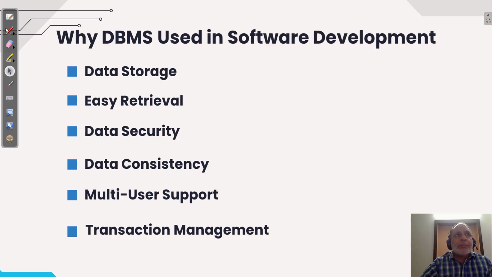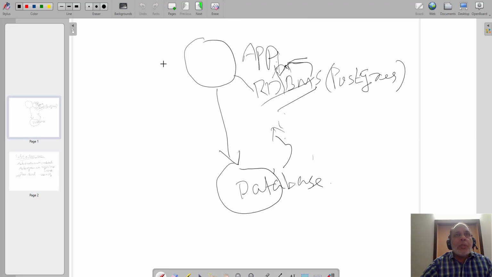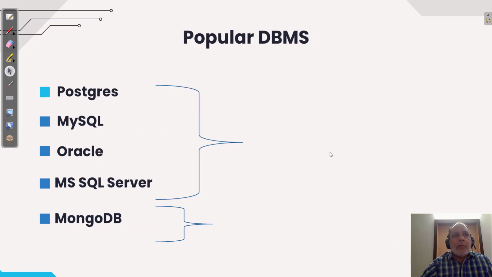Multi-user support. Hundreds of thousands of users can use it, for example, n1 to n, where n is a number, maybe 1 million or 100,000 or maybe more. So n number of users can access the database through this application. So this is the multi-user support.